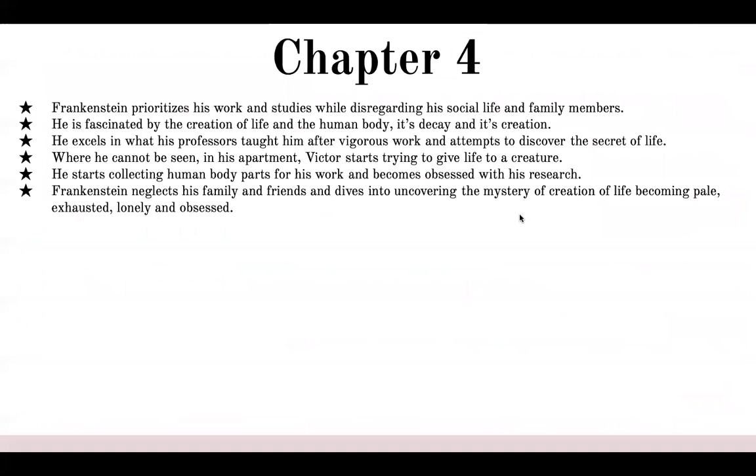Now, chapter 4. Frankenstein prioritizes his work and studies while disregarding his social life and family members. By Frankenstein, I mean Victor. He is fascinated by the creation of life and the human body, its decay and its creation. So he's fascinated by all of these things, which continue to foreshadow his future actions. He excels at what his professors taught him after rigorous work in an attempt to discover the secret of life. Whereas he cannot be seen in his apartment, Victor starts trying to give life to a creature. He starts collecting human body parts for his work and becomes obsessed with his research. Frankenstein neglects his family and friends and dives into uncovering the mystery of life, becoming pale, exhausted, lonely, and obsessed.